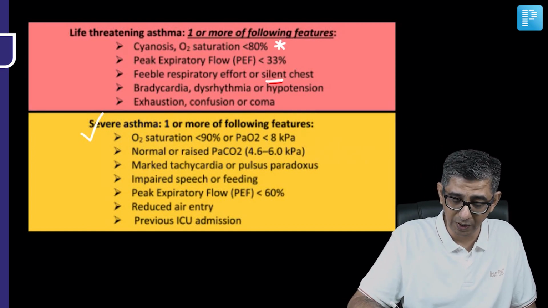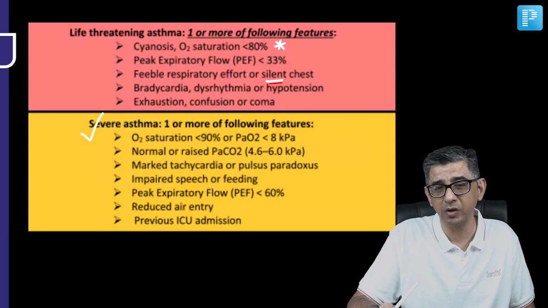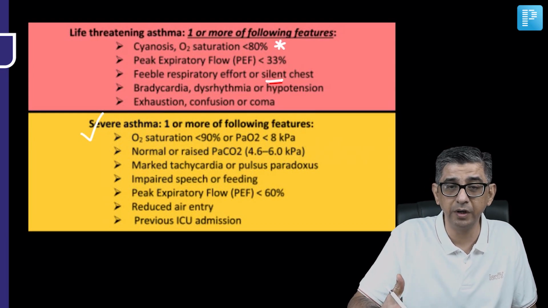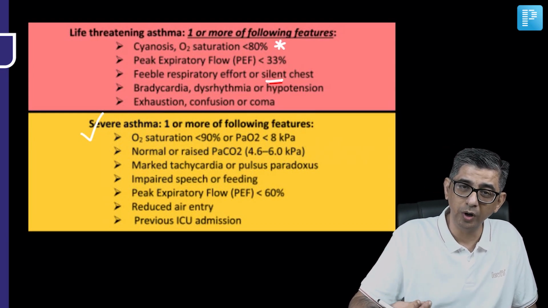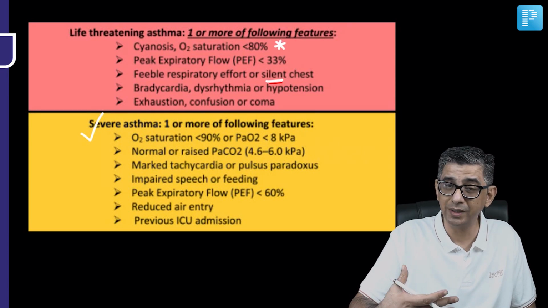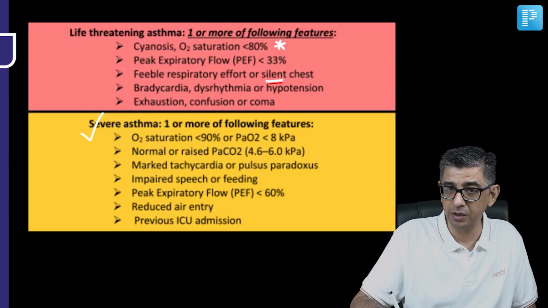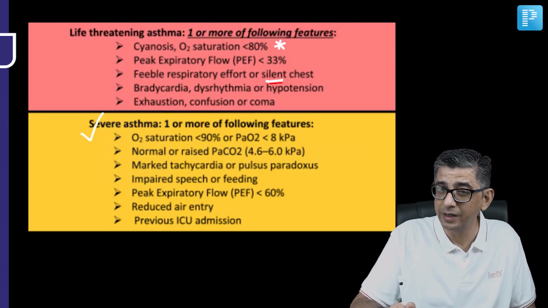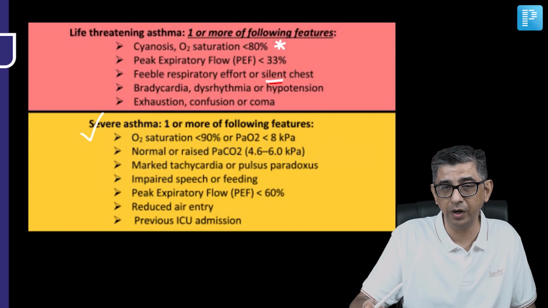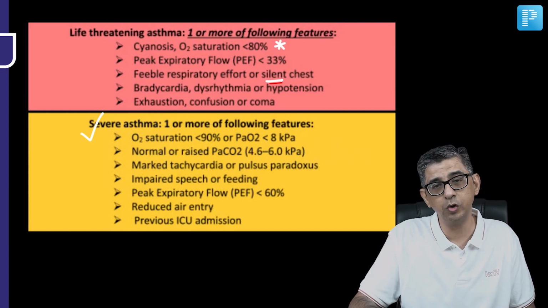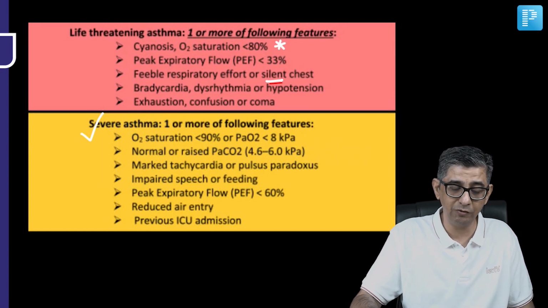When it comes to severe asthma in a patient, pulsus paradoxus may be present. The person would have difficulty in talking, but there would not be a silent chest. If you get a silent chest, that means the person is really deteriorating. In this particular question in your exam, he did not talk about silent chest. He did not say the word status asthmaticus. He mentioned oxygen saturation to be less than 80%, which I said is life-threatening asthma.